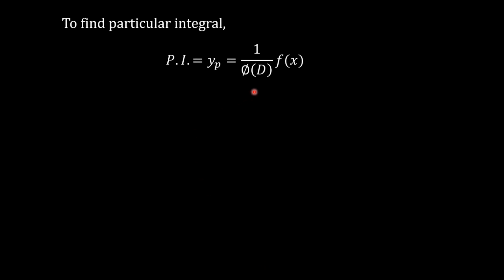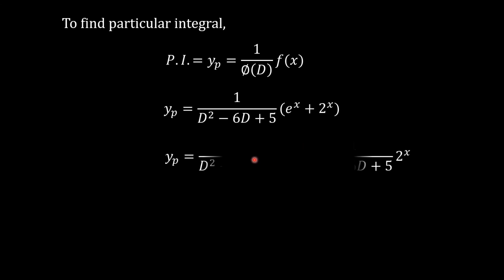Yp is equal to 1 upon phi of d of f of x. This is the general formula and we have to always mention it in our answer. Phi of d is d square minus 6d plus 5 and f of x is e raised to x plus 2 raised to x. Again there are two functions in f of x. So we'll operate this operator separately on each of these two functions. This will give us an expression like this. Now for the first term, replace d by the coefficient of x, which is 1, and this is of the type a raised to x, where a is 2.